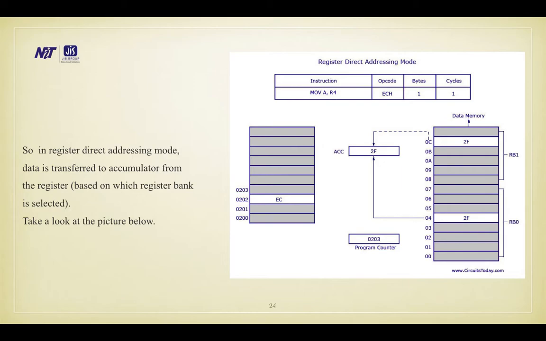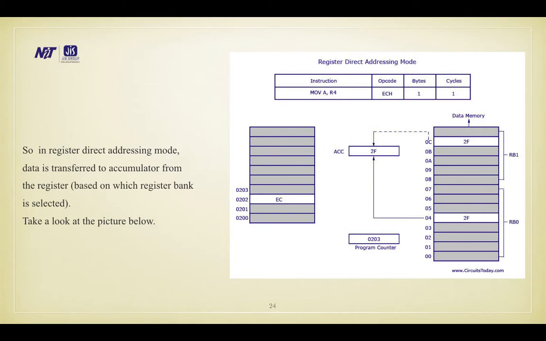Register direct addressing mode instruction MOV A, R4. Opcode is ECH, bytes is 1, cycle is 1. So ECH is stored in the address 0202, and the corresponding value stored is 24 at 04. Finally it will transfer from RB0 to RB1.